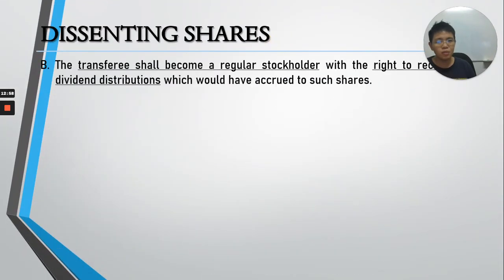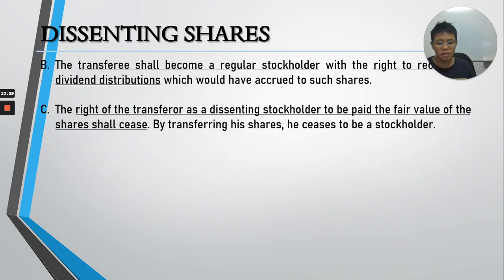What else? Number 2, the transferee shall become a regular stockholder with right to receive all dividend distributions which would have accrued to such shares. Now, the transferee, obviously, is not a dissenting stockholder. Bakit ka naman bibili ng shares na ibebenta mo uli sa corporation? Hindi. If you buy shares from a dissenting stockholder, you will become a regular stockholder.